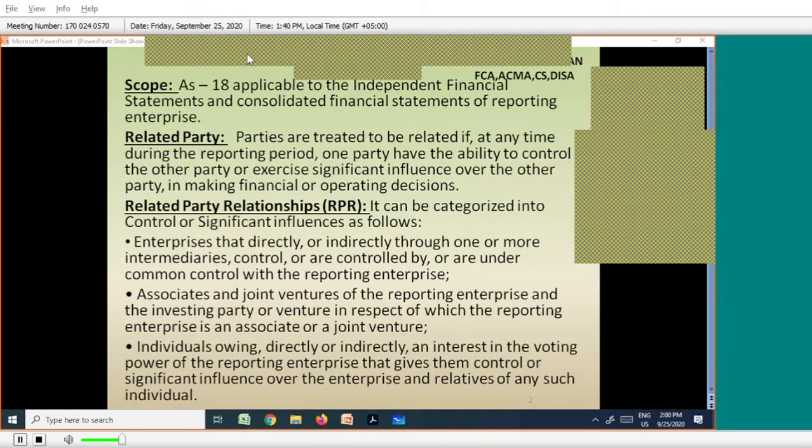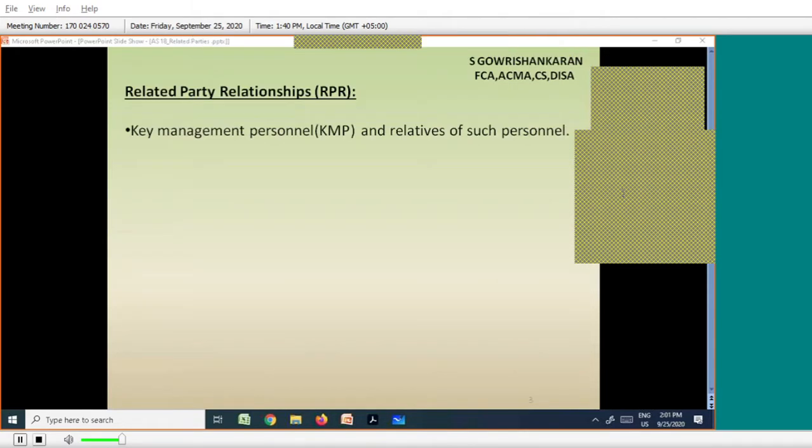As I said, companies controlling another company is one type of relationship. Joint venture and associates with another company is one type of relationship. An individual having the majority of shares in that particular company is one type of relationship. And KMP, key management personnel.